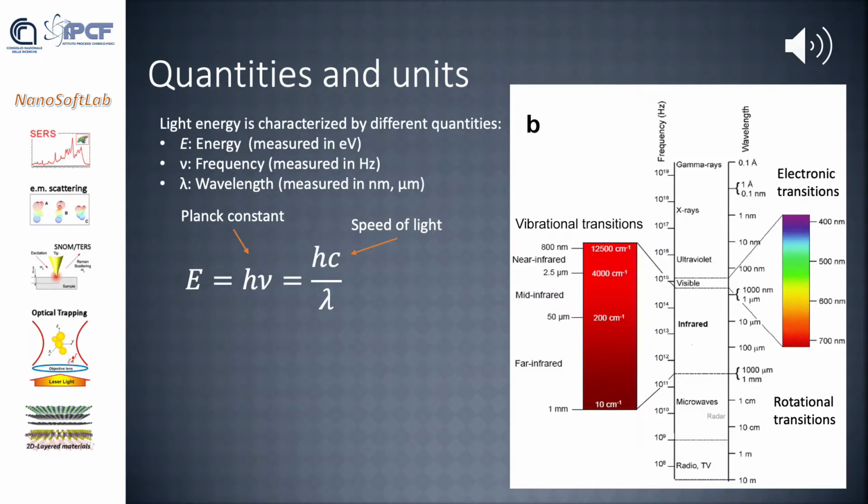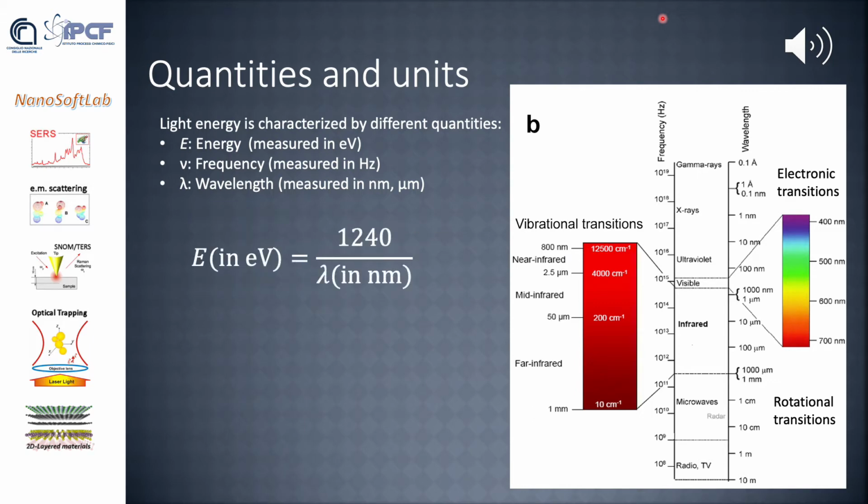Let's have a look at the quantities and units that are used in vibrational spectroscopy. Light energy is typically characterized by different quantities. This can be the energy measured in electron volts, the frequency measured in hertz, the wavelength measured in nanometers or in microns. The constitutive equation is this one, in which the energy turns out to be proportional to the frequency through the Planck constant, or inversely proportional to the wavelength through the speed of light and the Planck constant. As a rule of thumb, we can calculate the energy in electron volts as 1240 divided by lambda in nanometers.